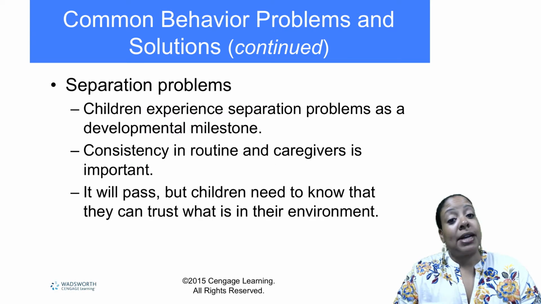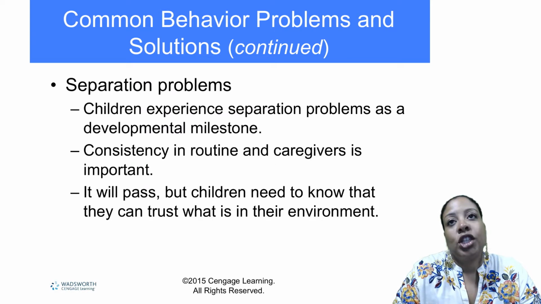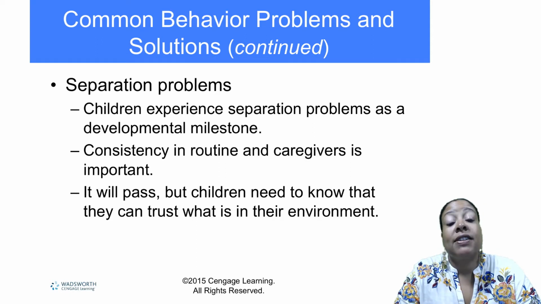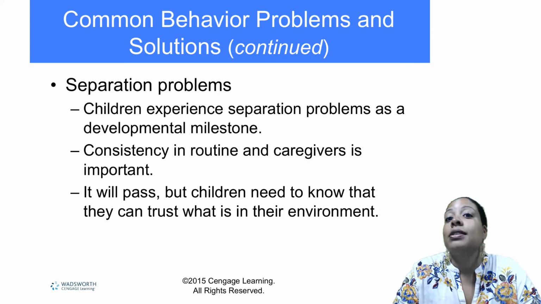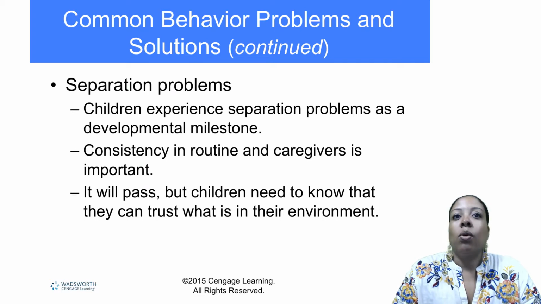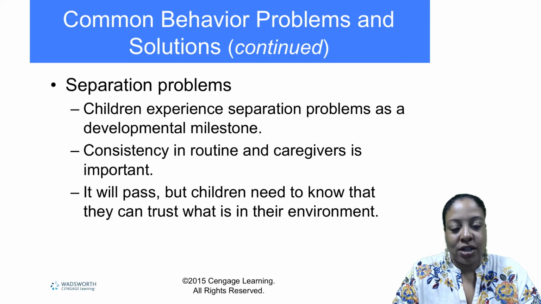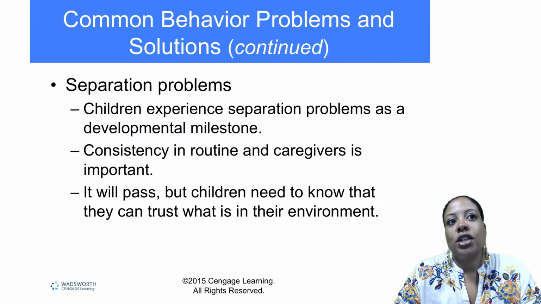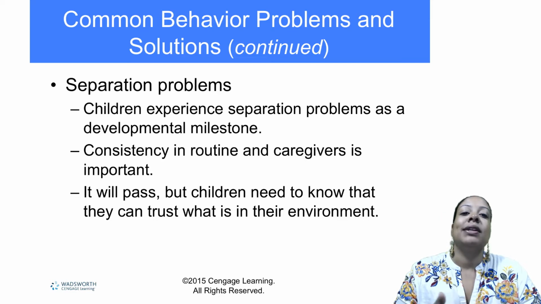Separation problems is something else to consider as well. Children experience separation problems as a developmental milestone. So again, this is typical, normal, absolutely okay behavior at a point. Consistency in routines and caregivers is important, and this is going to help with separation. It will pass. Yes, this too shall pass, the separation anxiety, but children need to know that they can trust what is in their environment.